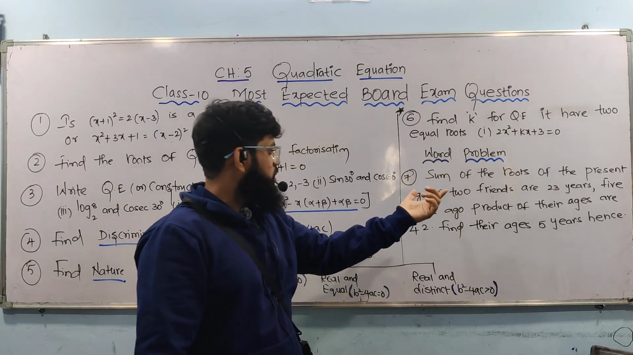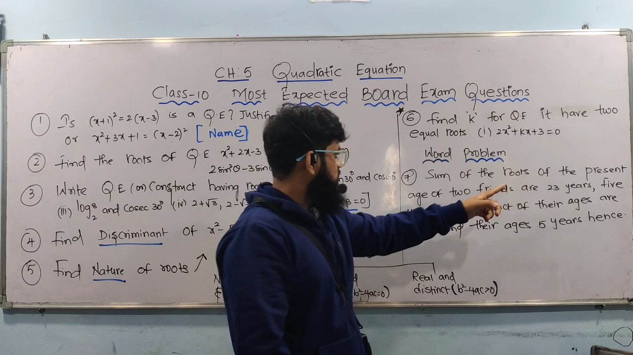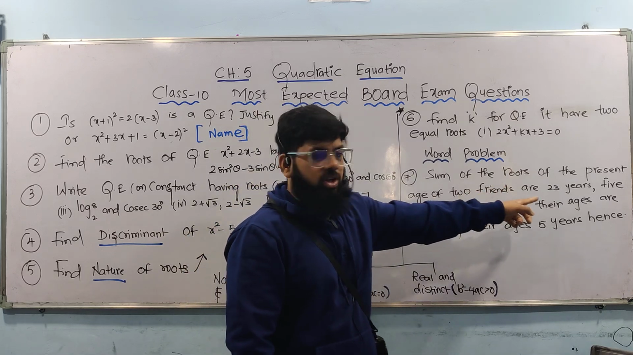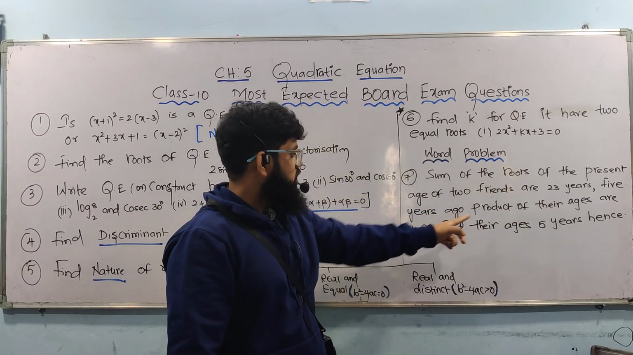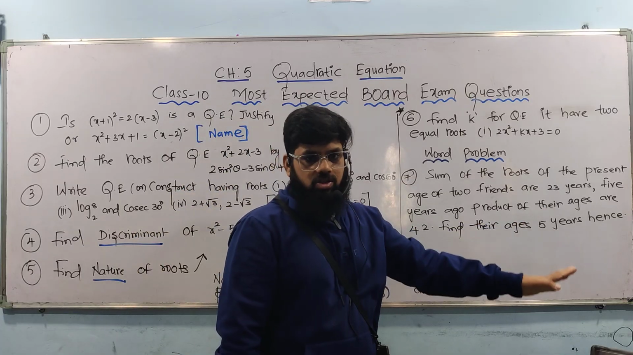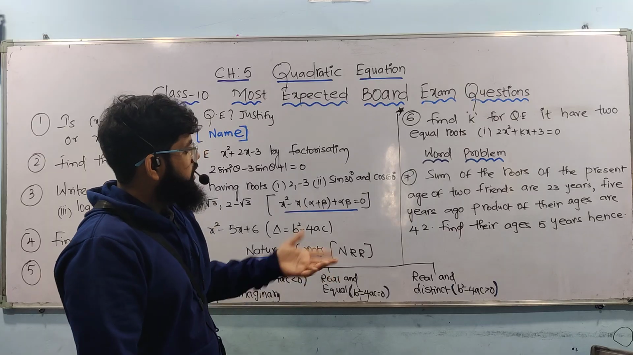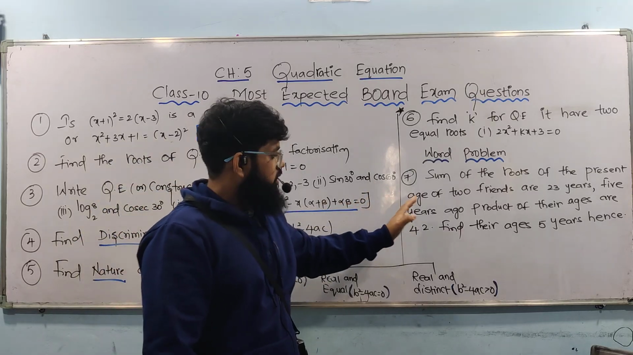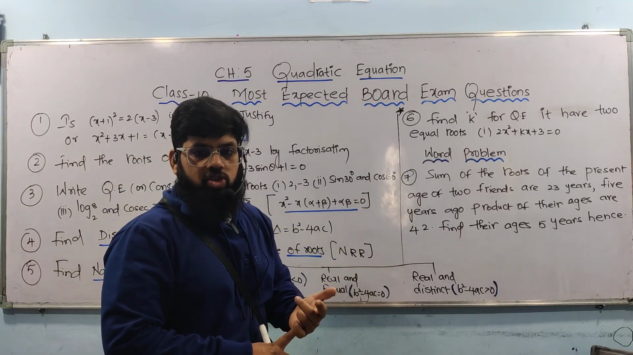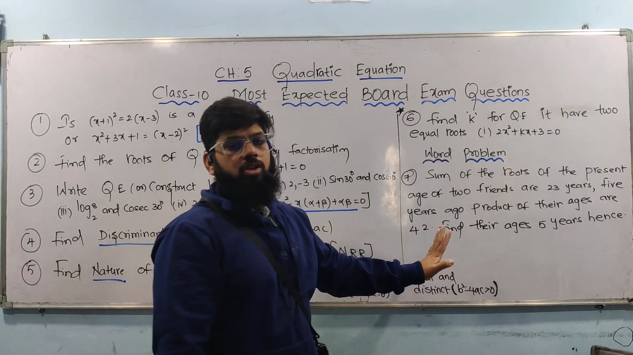And one word problem I am predicting: the sum of the present ages of 2 friends is 23 years, 5 years ago the product of their ages was 42. Find the ages 5 years hence. And one more thing I want to tell you: coming to this, in the special test and pre-final, they did not ask this question, so chances are there.